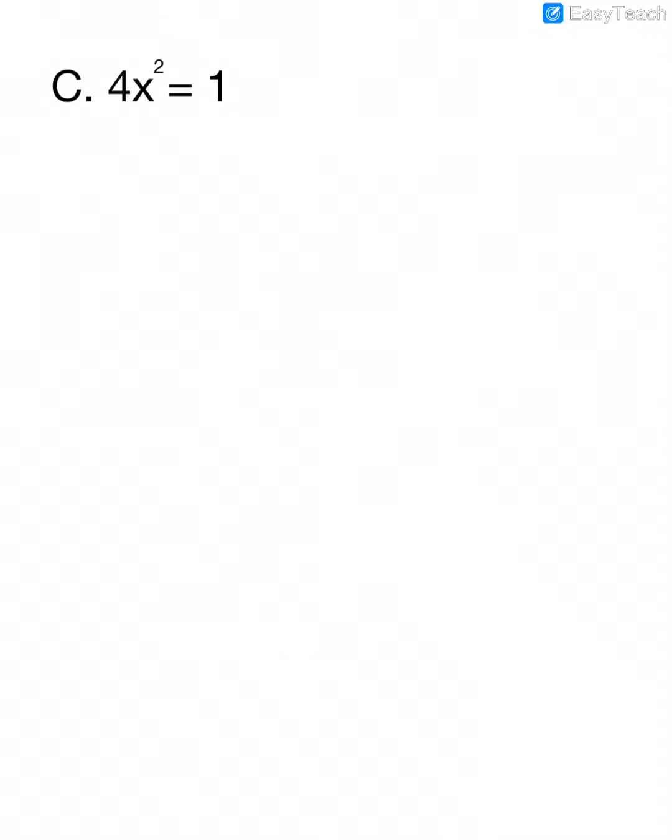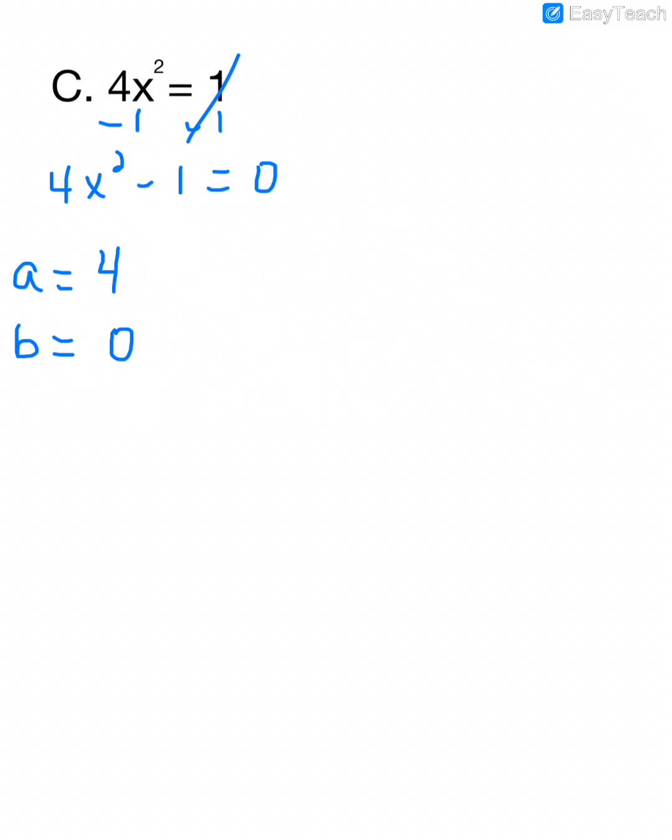All right, we're going to look at one more. This is a quadratic equation because it has an x squared as its highest power, and it is not in standard form. To be in standard form, everything needs to be on one side in descending order. So I'm going to subtract 1 from both sides, and that gives me 4x squared minus 1 equals 0. Okay, what is my a? Well, a is whatever's in front of x squared, so my a is 4. What is b? Well, b is whatever's in front of x, and we don't have an x, so b would be 0. And then c is my constant, which is negative 1.